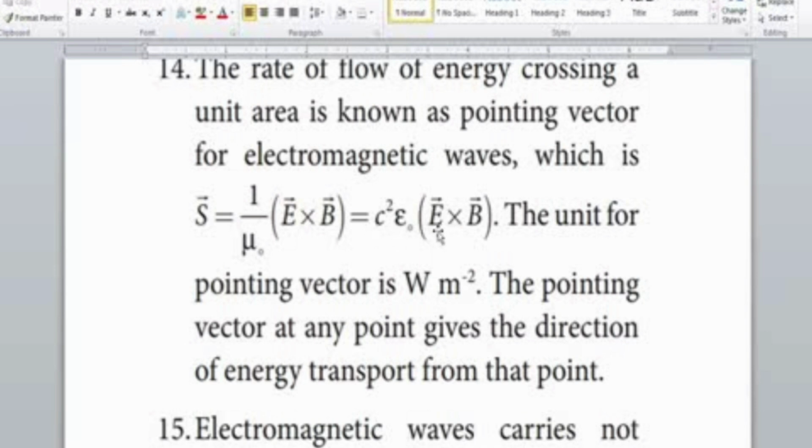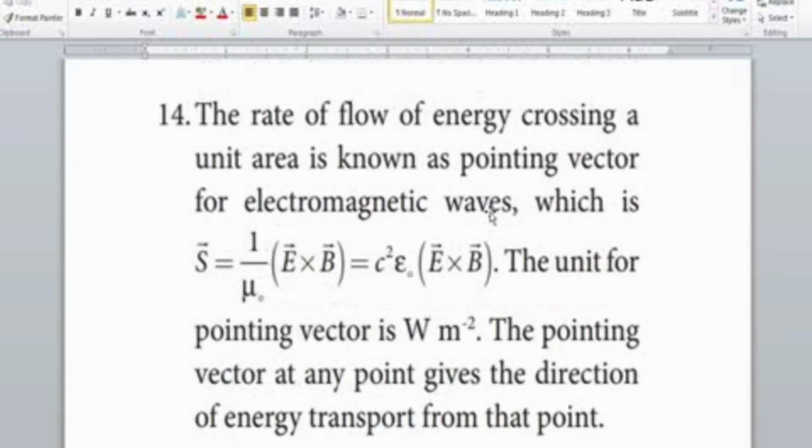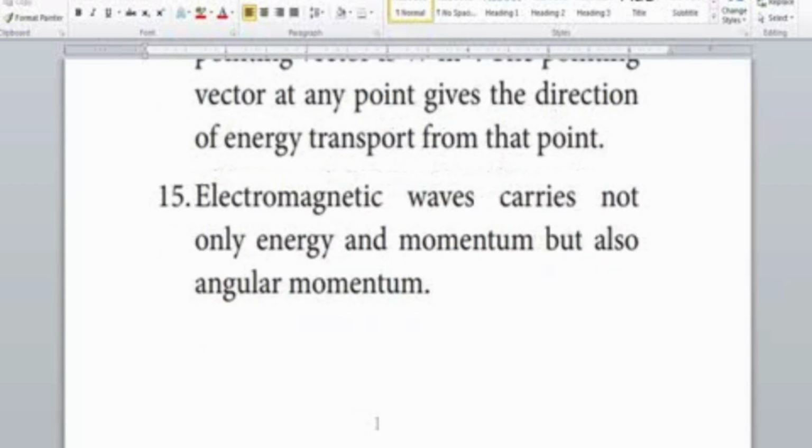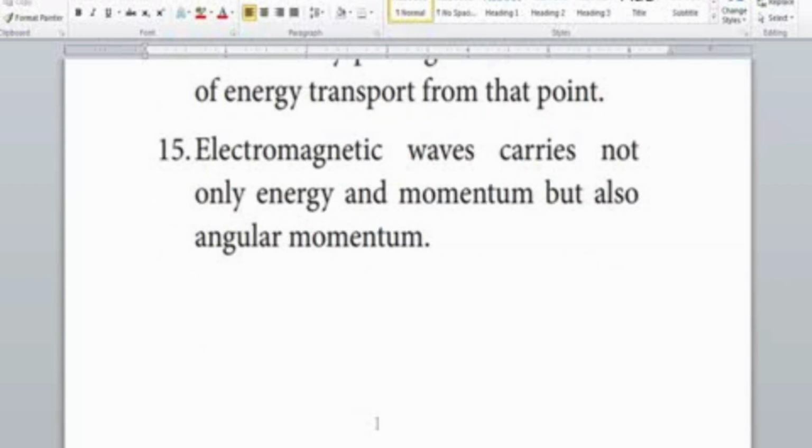So c squared epsilon naught (E vector cross B vector). The unit of the Poynting vector is watt per meter square. The Poynting vector at any point gives the direction of energy transfer from that point. Okay.